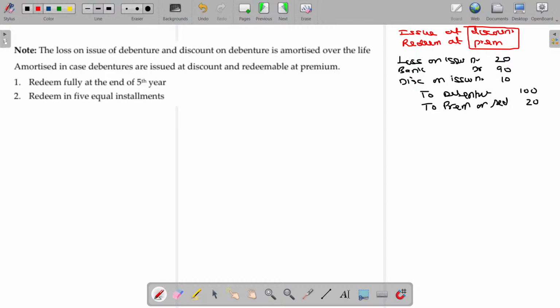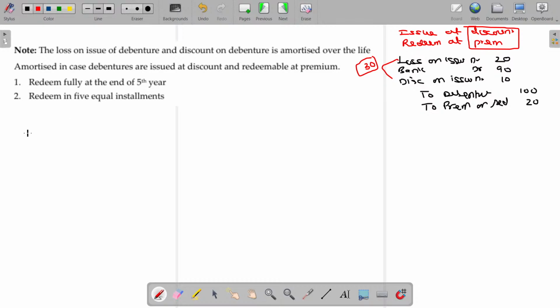Any of that loss should be debited to the P&L account only, no? Now this 20 and 10, 30 rupees we have as the loss: loss on issue as well as discount on issue. The loss will be debited to the P&L account. How do we debit? The debit will be as per the redemption terms.